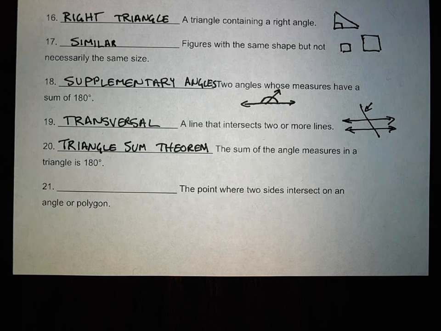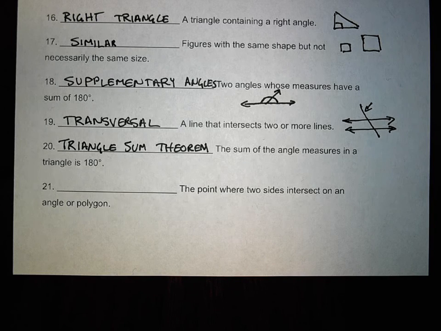So we're going to look at a couple of them. The triangle sum theorem says all the angles inside a triangle equal 180. If you add them all together, they equal 180. We're going to do another one called the Pythagorean Theorem. Yes, that one's going to be big. The Pythagorean Theorem says the sum of the squares of the legs equals the square of the hypotenuse.